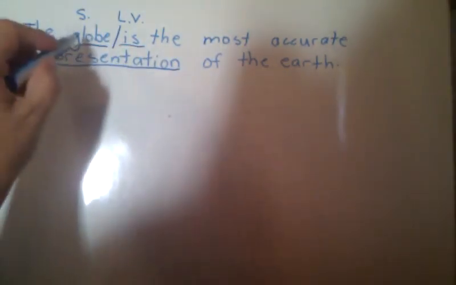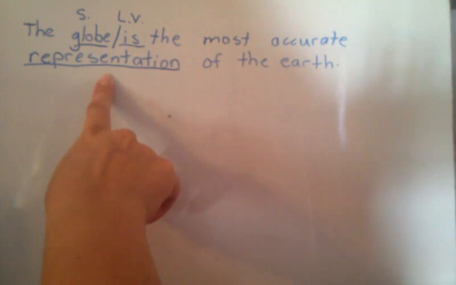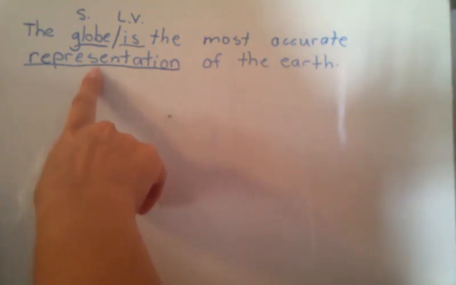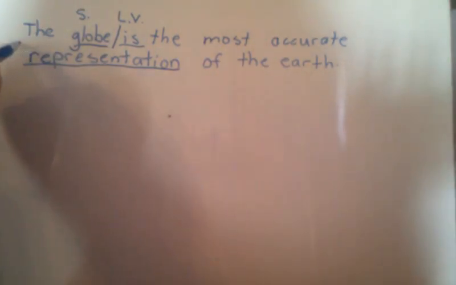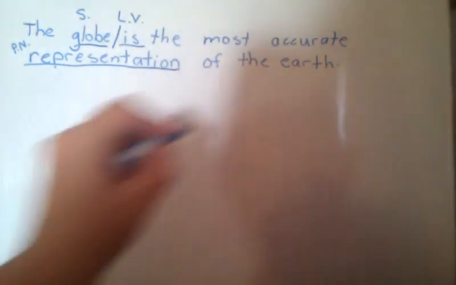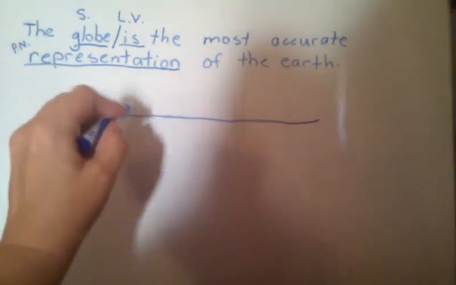representation. Now since this is a linking verb, what is representation? Is representation a noun or an adjective? Representation globe, does that make sense? No. So representation is a noun, which makes it a predicate noun or a predicate nominative. So now all I have to do is put it in my diagram, okay?